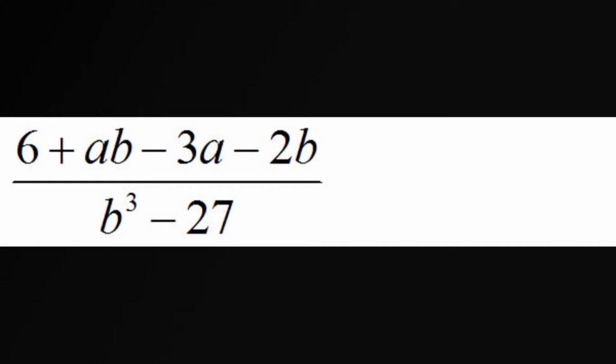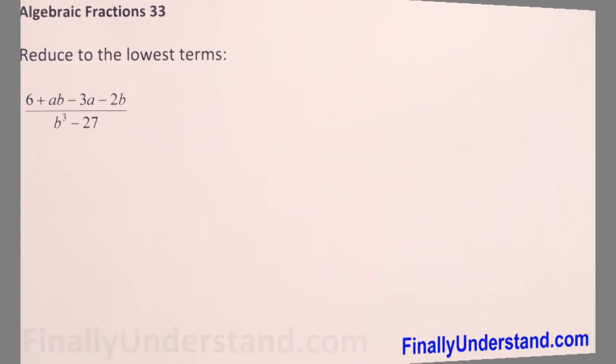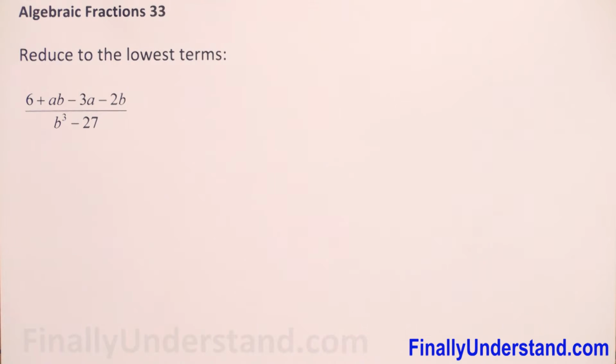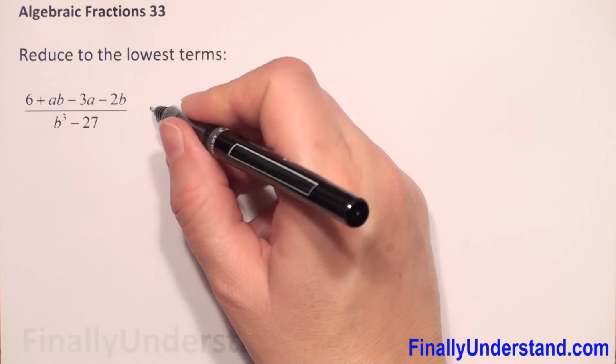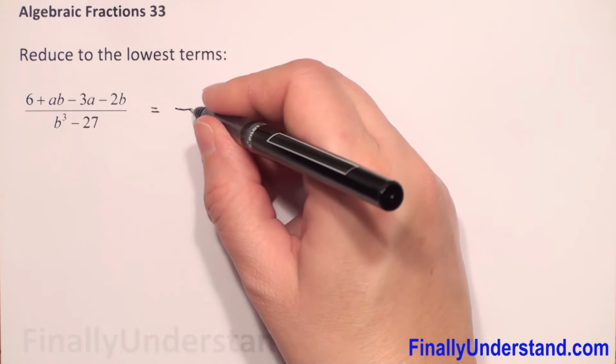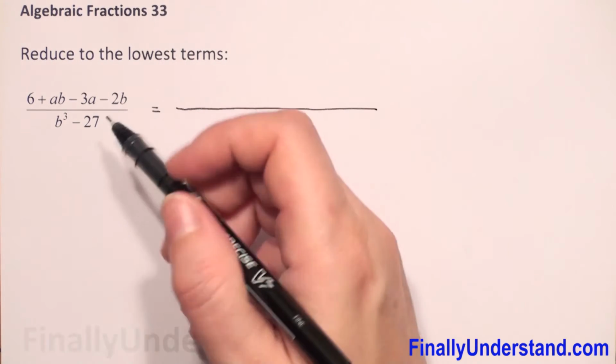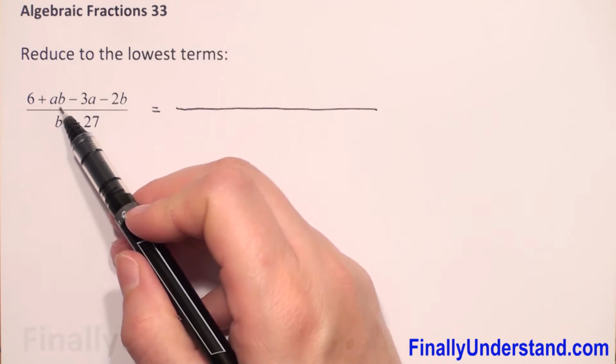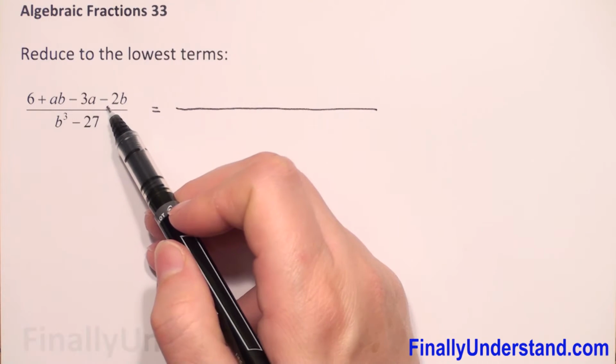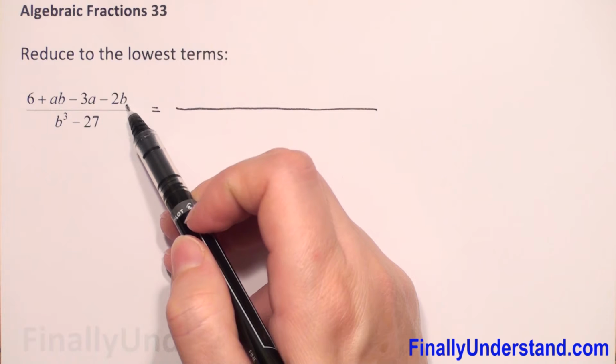We have a given algebraic fraction and we have to reduce this fraction to the lowest terms. To reduce a fraction we need to have multiplication in the numerator and in the denominator. So let's first check our numerator, what we can factorize. We have 6ab minus 3a minus 2b.